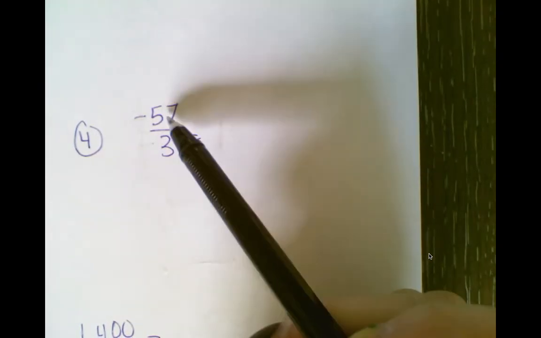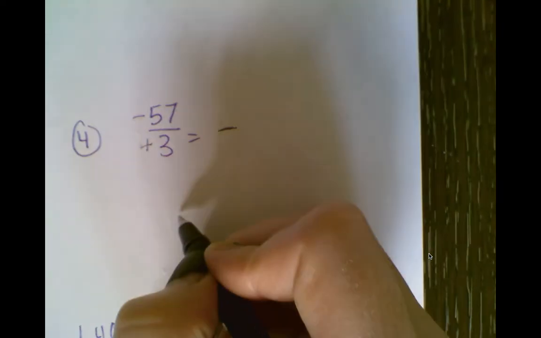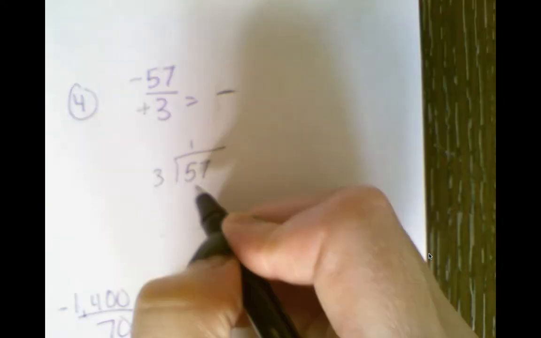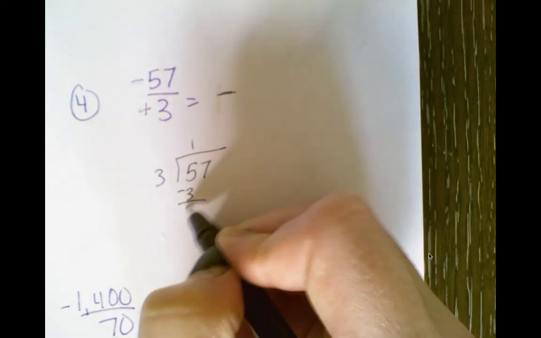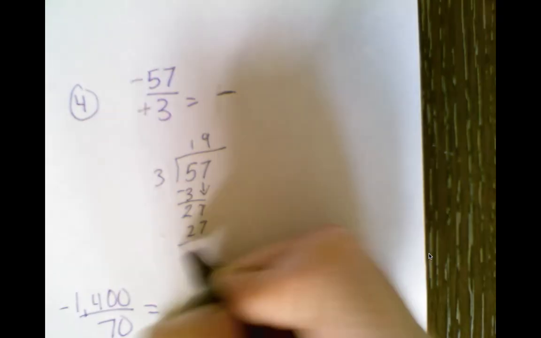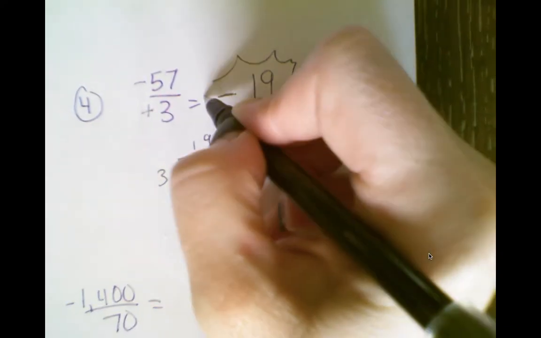Now we have two different signs. We technically have a negative, and we technically have a positive right here. So different signs, our answer is going to be negative. But I don't know what 3 times what number equals 57, so I'm going to have to divide it out. 3 goes into 5 one time. Subtract it out, 5 minus 3 is 2. Bring down your 7, is 27, 3 goes into 27 nine times. So negative 19 is going to be your answer.